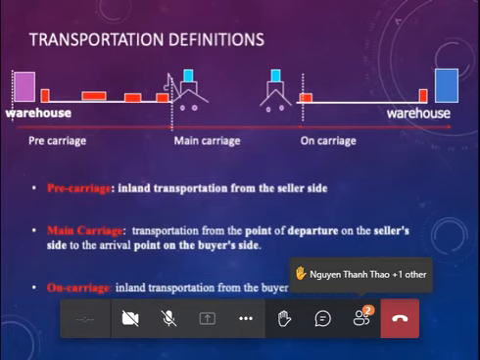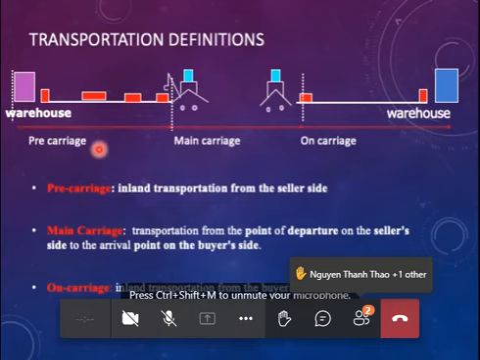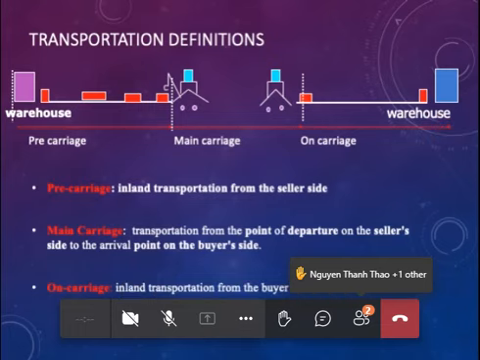Thanh Thảo, please. Who moves the goods from the south factory to a port or border crossing in the south country? Pardon me, who will move the goods from the seller's factory to a port, airport, or border crossing? Yeah. It means who will pay for the pre-carriage and on-carriage, right? Yes. Okay, good. Anything else?